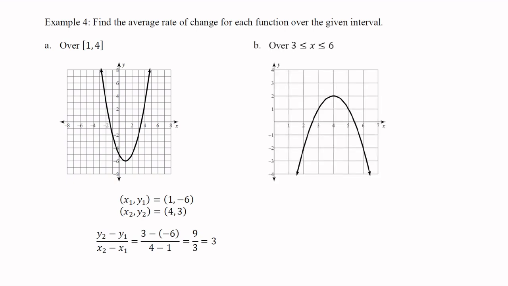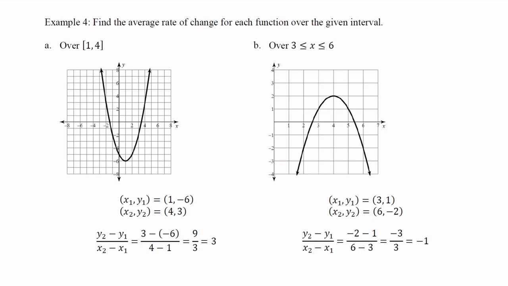For b, we're going over the interval of 3 to 6. So we follow 3 up to the point (3, 1). We follow 6 down to the point (6, -2). We plug in our x1, y1, x2, y2, and simplify to get -1.